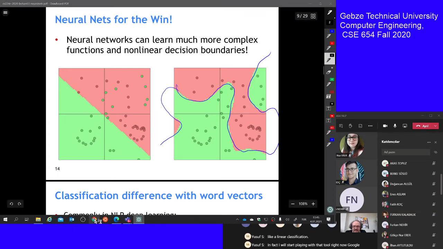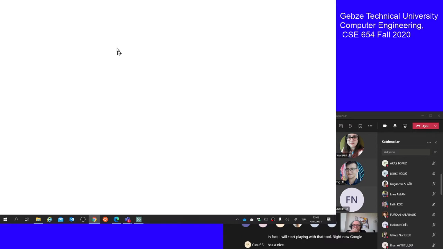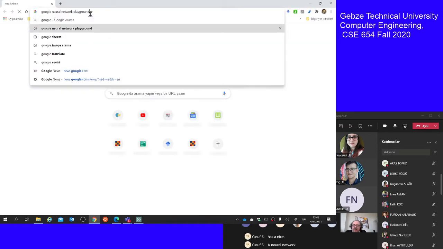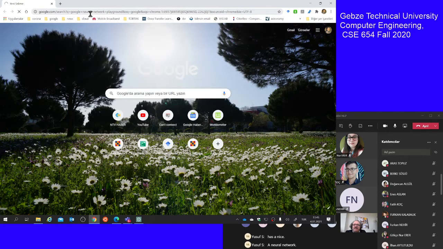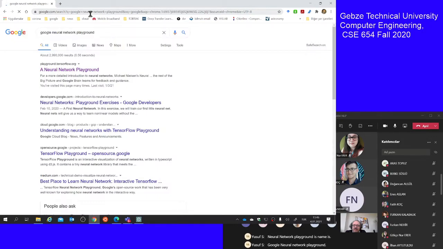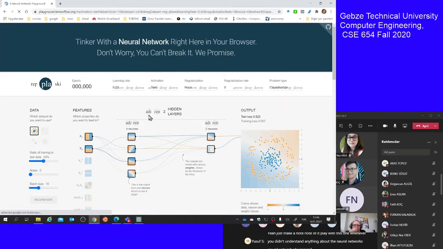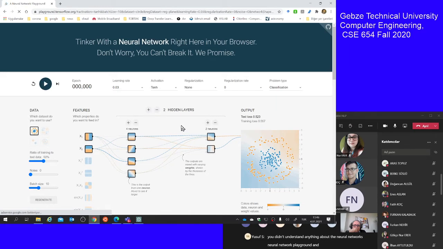Google has a nice neural network playground. Its name is Google Neural Network Playground. Let me open it up. Just make a note of it. Play with this one whenever you don't understand anything about neural networks.